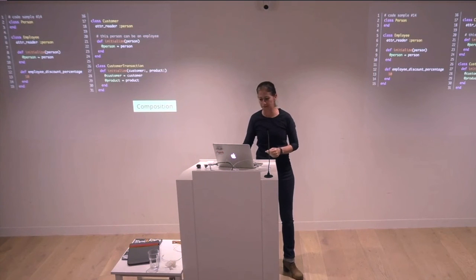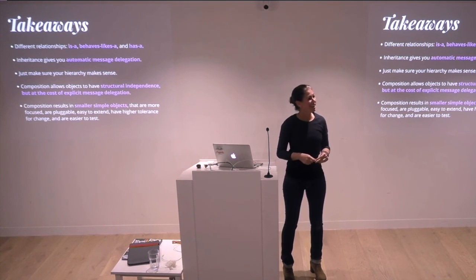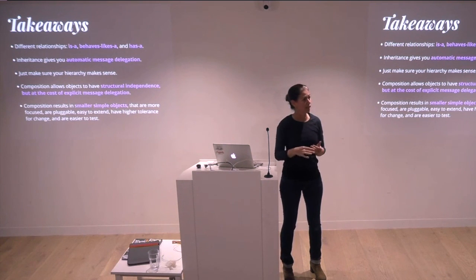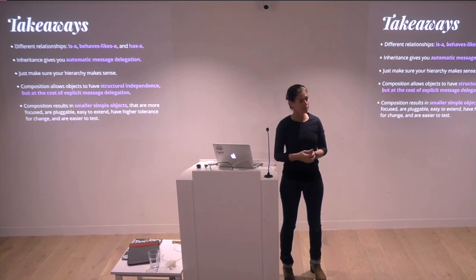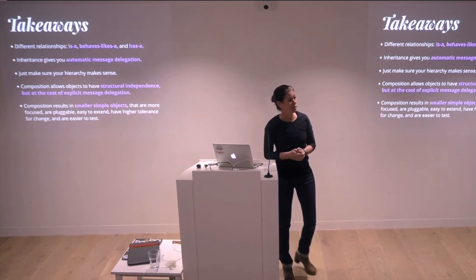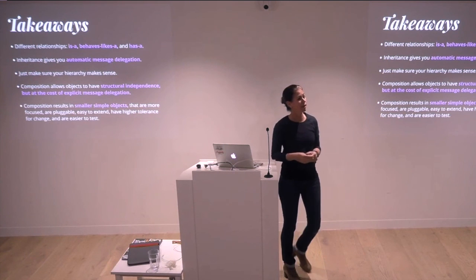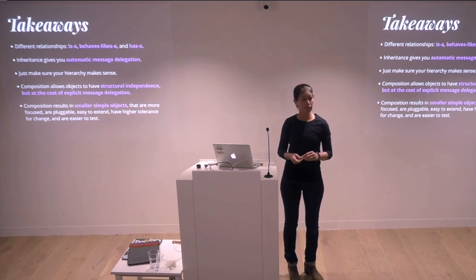So the main takeaways that I want you to take from my talk are: think about inheritance, mixins, and composition as relationships, as in "is a": a bird, for example, behaves like a flyable object, or "has a": has a wing. Inheritance gives you automatic message delegation, so we can look up to a superclass to find whatever we're trying to do. Just make sure that your hierarchy makes sense.